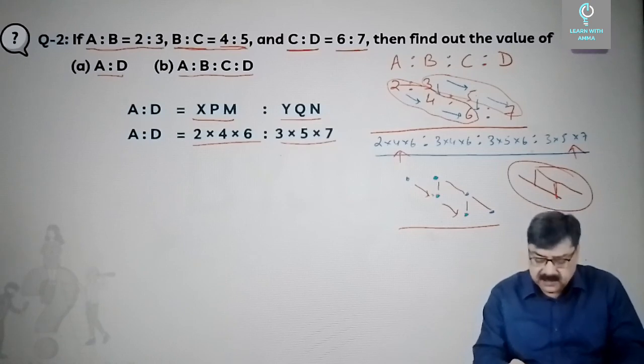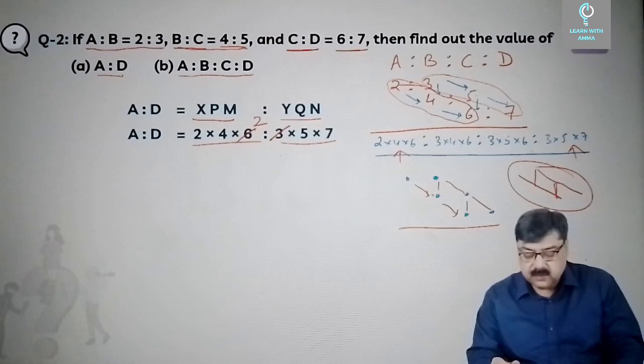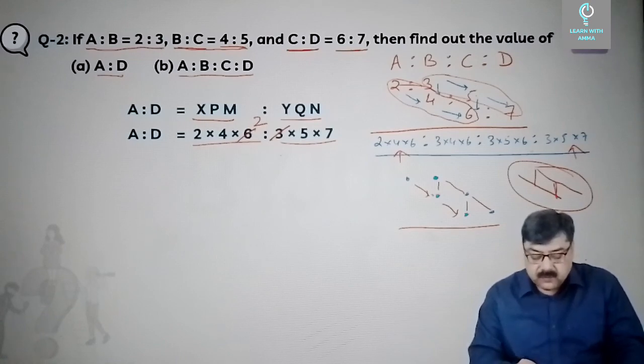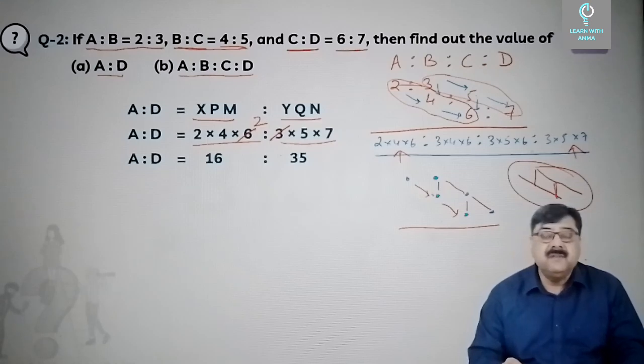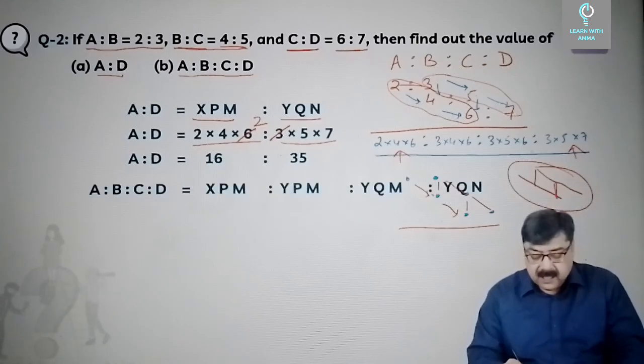So there are going to be some cancellations with regard to this. So this is 3 and this is 6, so it goes by 2. So 4 2s are 8, 8 2s are 16, and 5 into 7 is 35. So 16 is to 35 is what we will get here.